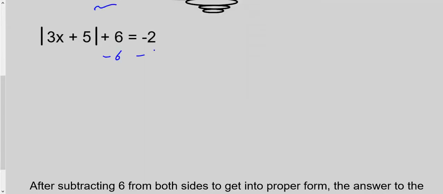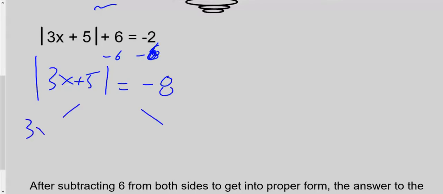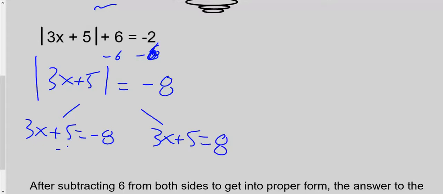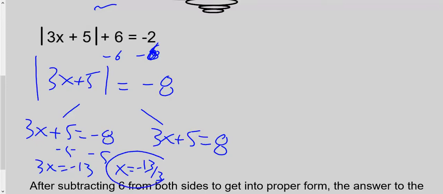So I'm going to subtract 6. 3x plus 5 equals negative 8, and split it up. 3x plus 5 equals negative 8. 3x plus 5 equals positive 8. Solve each one. Subtract 5, subtract 5. I have a nice fraction here, negative 13 over 3 when I divide by 3. Okay? And then subtract 5, subtract 5. 3x equals 3, divided by 3, x equals 1.